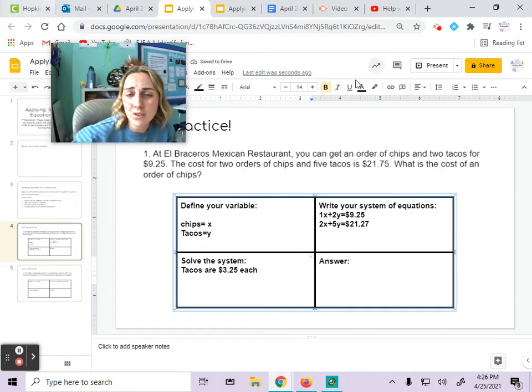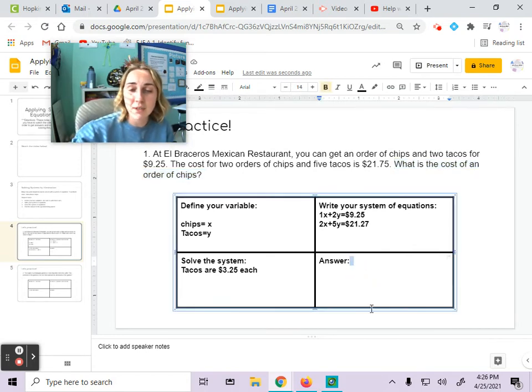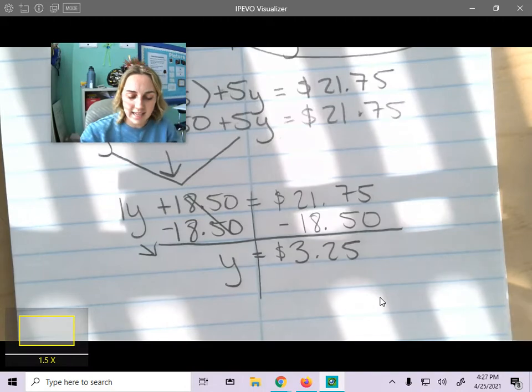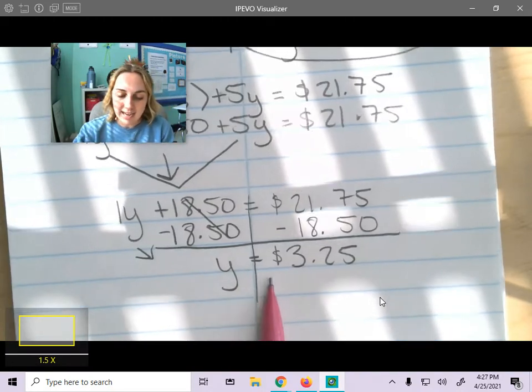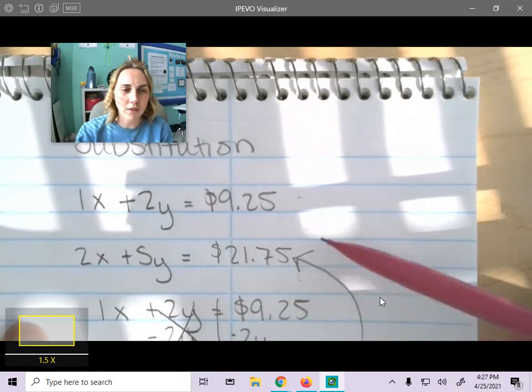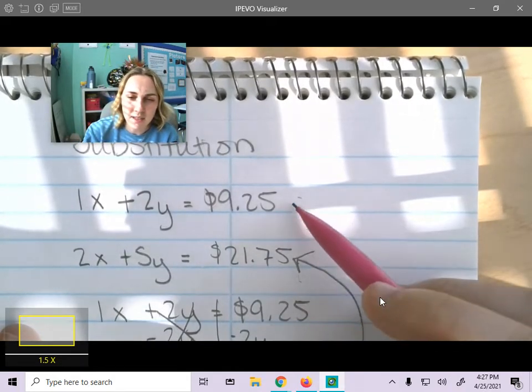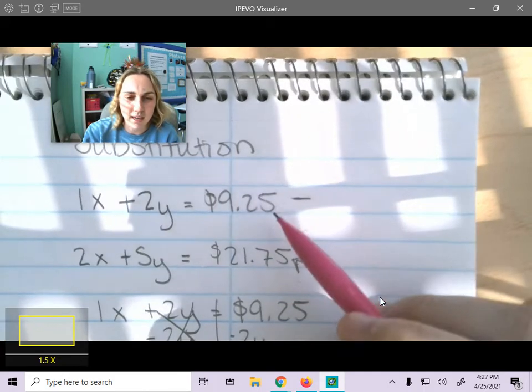So now I just need to find how much chips are, okay? And that's what the answer is going to be. It says right here, what is the cost for an order of chips? So once I solve for my chips value, I can put the answer right here. So my last step is, now that I have my y value, I can substitute it into either one of these original equations to solve for x. I'm going to choose the one that I think is going to be easier, so I'm going to substitute it into this first one right here.